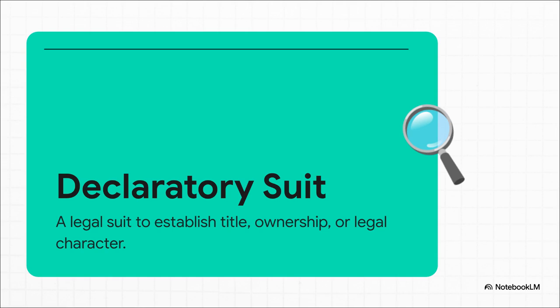This brings us to our proactive do's. Under Section 42, a declaratory suit allows you to approach the court to formally, legally establish your title, your ownership, or your legal character. Think of a real-world example here. Let's say you're the rightful heir to a family business, right? But your siblings are actively locking you out and denying your status. Well, this suit is your primary action step to legally cement your standing. It's basically a preemptive strike to get the court to officially declare, yes, this belongs to this person, or yes, they hold this specific legal status.